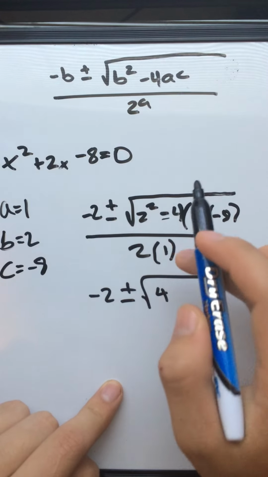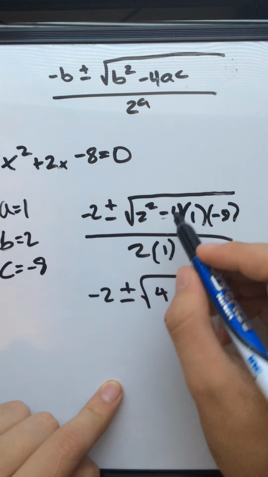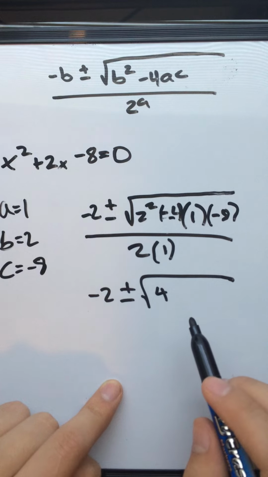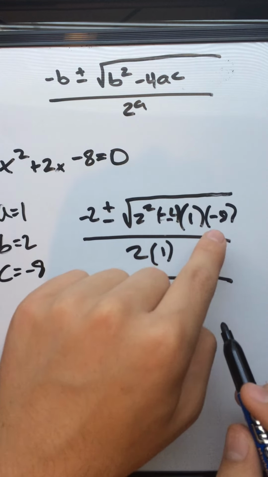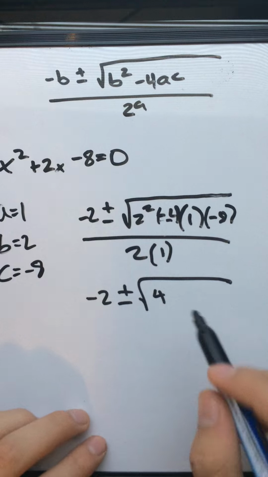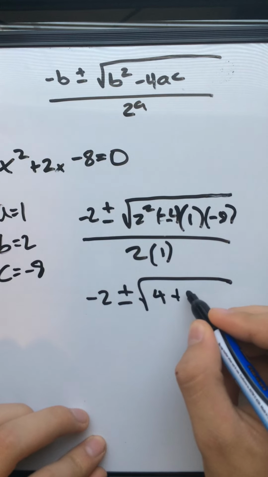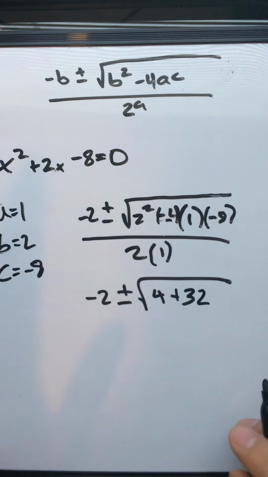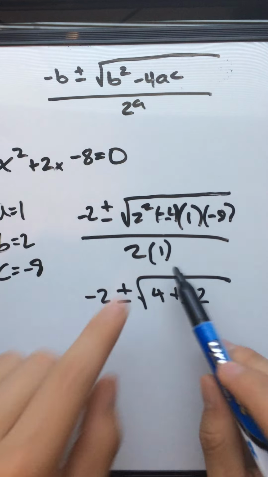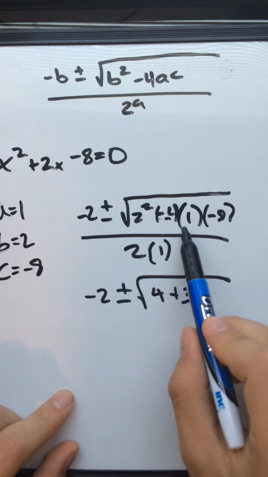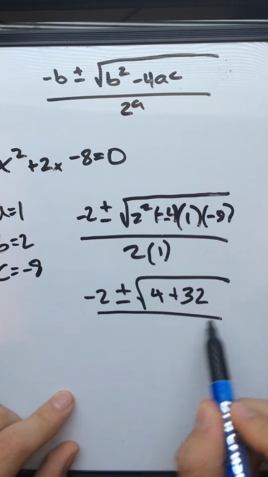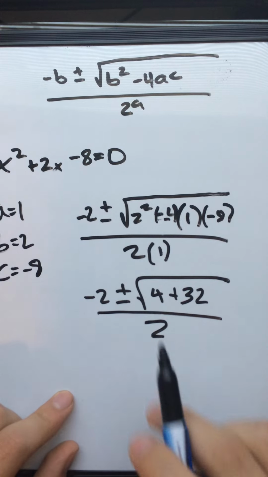But we have a minus sign right here. So what that means is that we're going to make this a positive and the 4 a negative, which means negative, and the other negative makes it a positive. So plus 32. I said 36 before, sorry. It's 32. Okay, it's because 4 times 1 equals 4, times 8 equals 32. Okay, now all divided by 2, because 2 times 1 is 2.